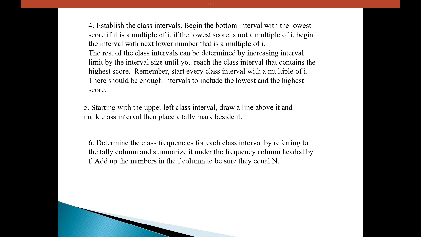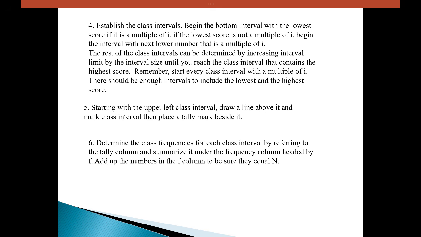There should be enough class intervals to include your lowest and your highest score. So all the class intervals that you write should include all the observations you have in your data. Then after that, step number 5, starting with the upper left class interval, draw a line above it and mark the class interval, and then place your tally mark beside it.